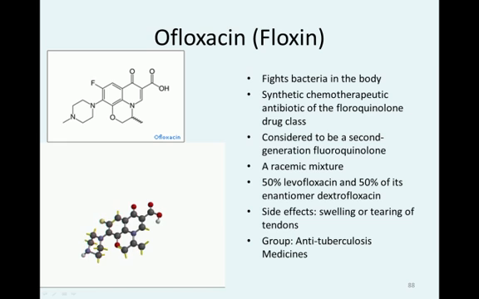Ofloxacin, which is known as Floxin, fights bacteria in the body. It is considered to be a second-generation fluoroquinolone. It's a racemic mixture, which is 50% levofloxacin and 50% dextrofloxacin, and its side effects are swelling or tearing of tendons.